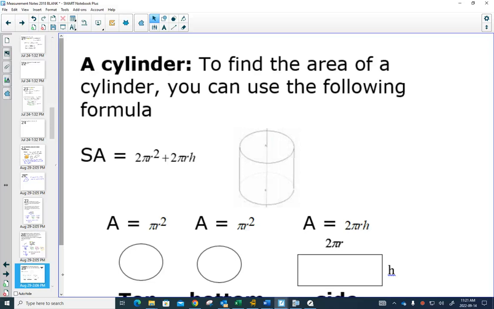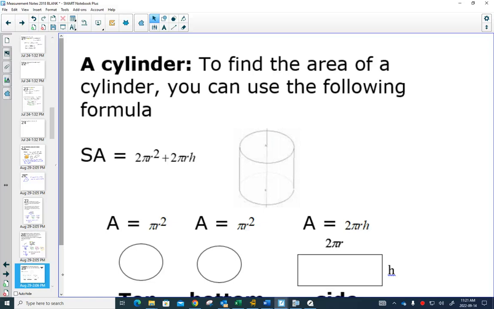Now, I'm a firm believer that if you understand a formula and where it comes from, you have a better chance of remembering it. Because it's not like, ooh, I'm going to carry my formula sheet with me just in case I run into a cylinder so I can pull it out. That's not going to happen.